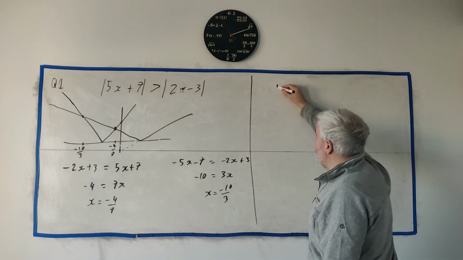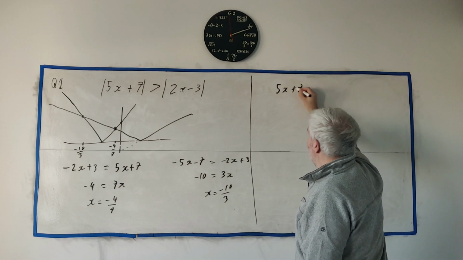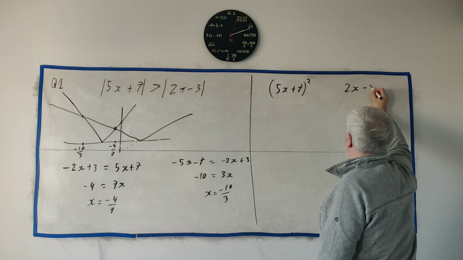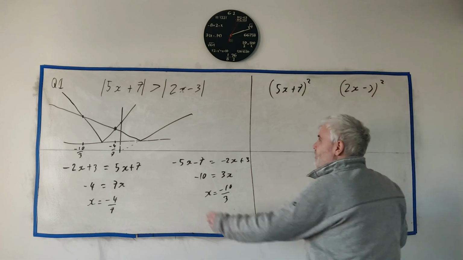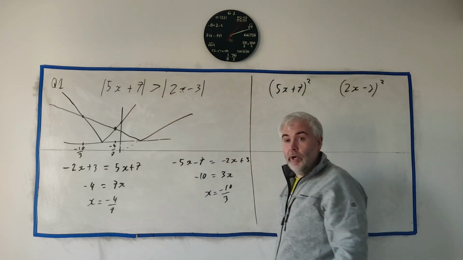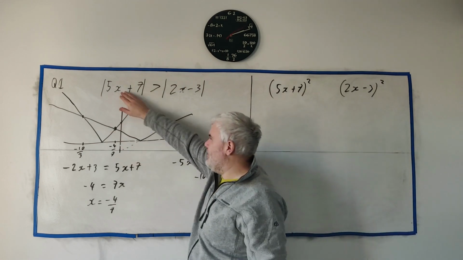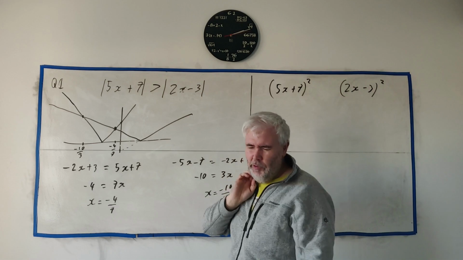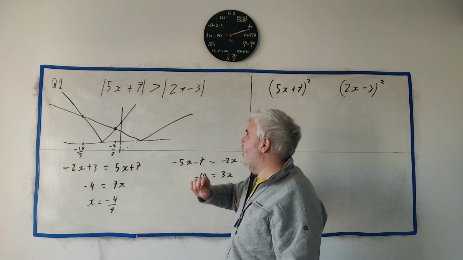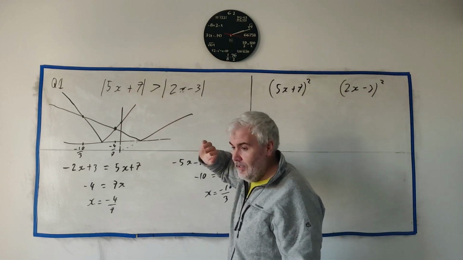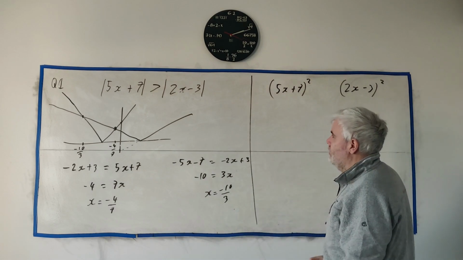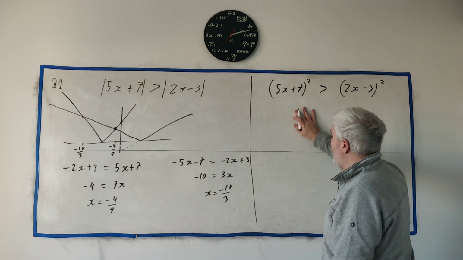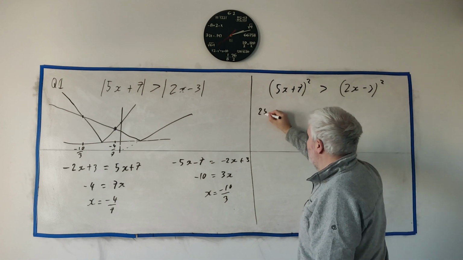If we square the left side, we get 5x plus 7 squared. The right side, 2x minus 3 squared. And if that's bigger than this, squaring it shouldn't change it, because this is always positive, because of the absolute value. This is always positive, so we've no worries about negatives. If this is bigger than that, it will stay bigger than it. So we can leave greater than here.